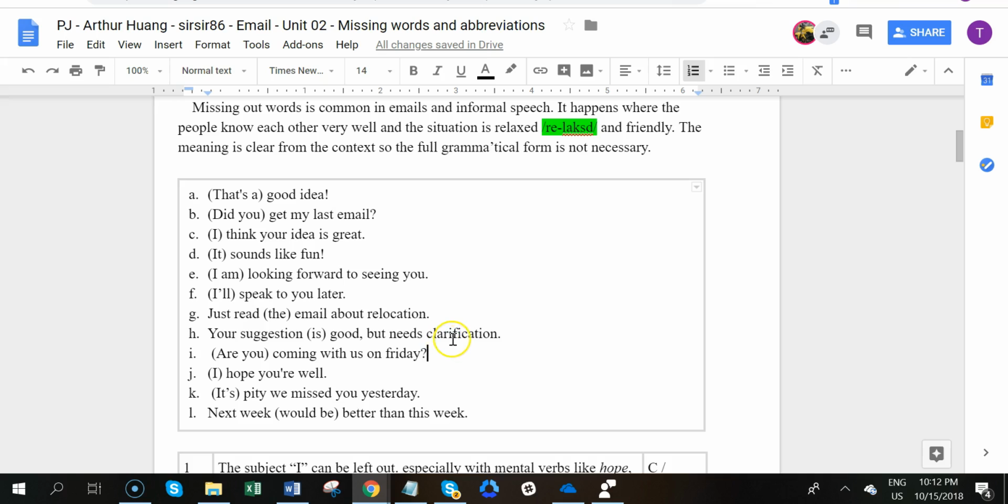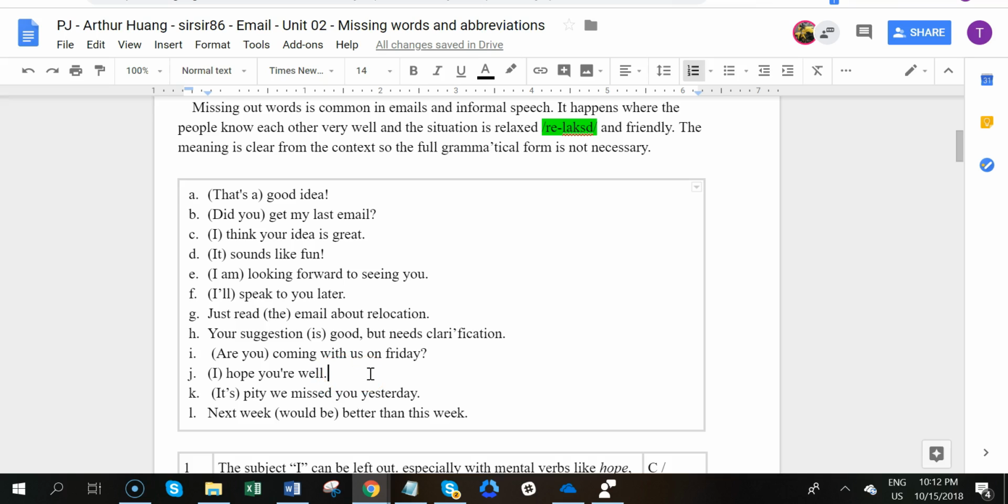Are you coming with us on Friday? Okay, so can you read it again? Clarification. Okay, can you say clarification? Clarification. Yes, the stress is also on the second syllable. Clarification. Clarification. Yeah. Okay, how about letter J?